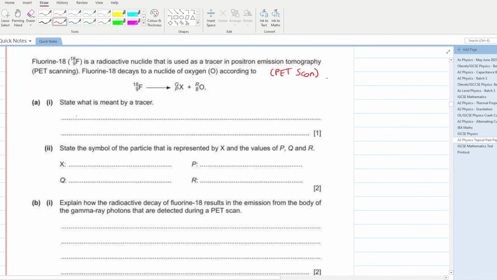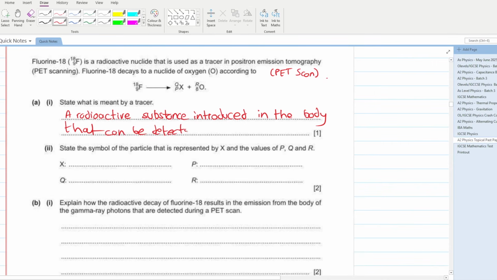What is meant by a tracer? A radioactive substance introduced in the body that can be detected. Simple as that.